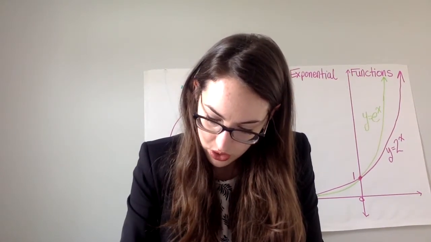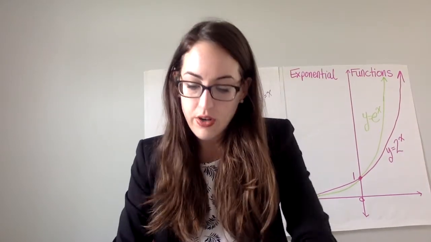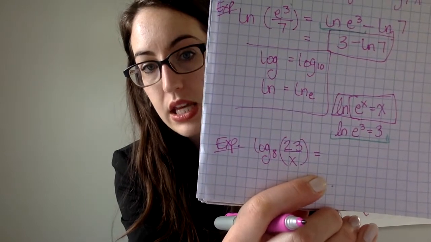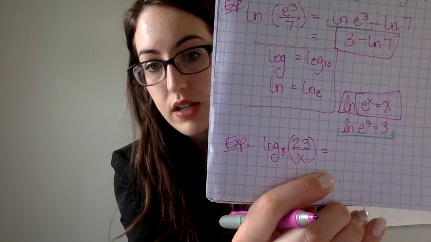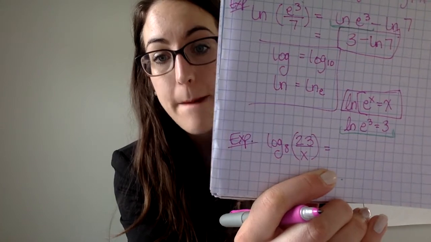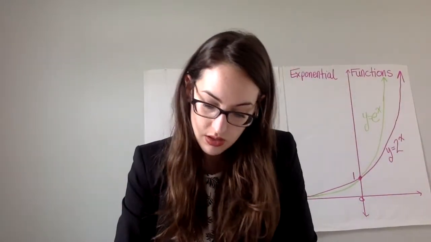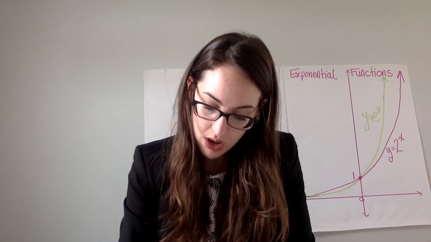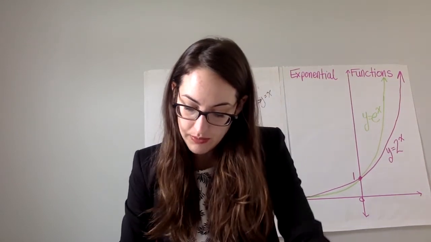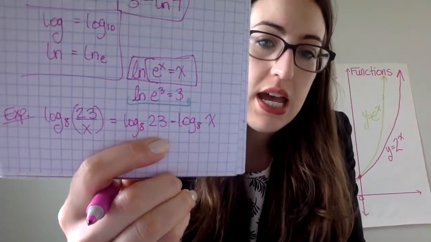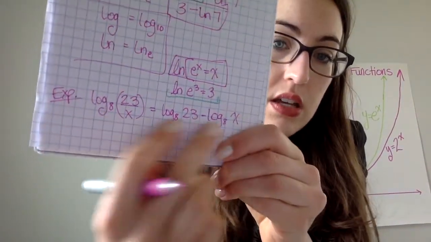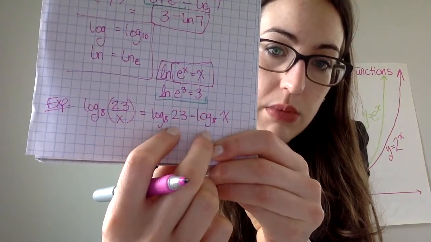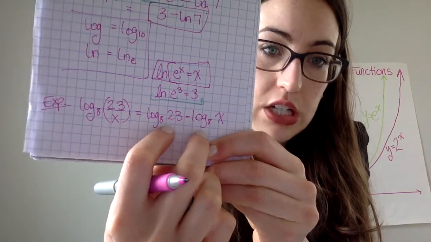So let's do log base 8 of 23 over x. I'm going to keep the same base, expand it, that quotient line turns into a subtraction sign. So we'd have log base 8 of 23 minus log base 8 of x. Then we take a quick look. Can I simplify either of those things that we're taking the difference of? No, can't really combine or simplify or do anything. So you leave that, that's your answer there.